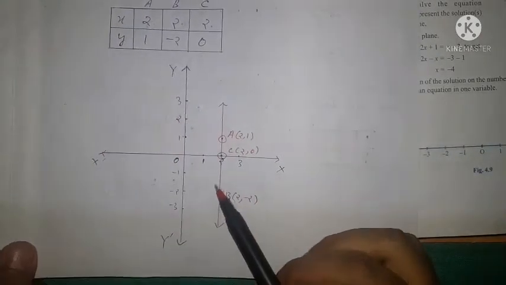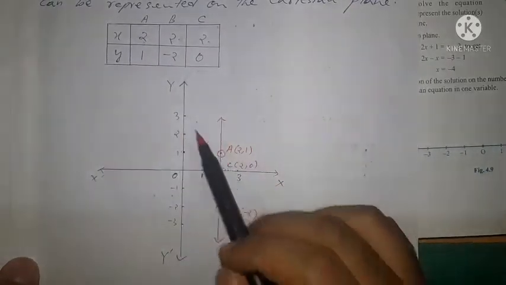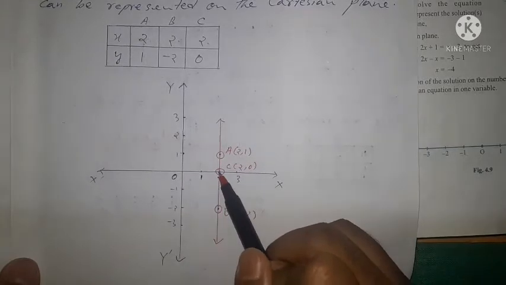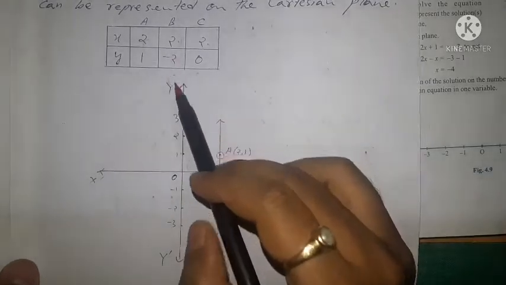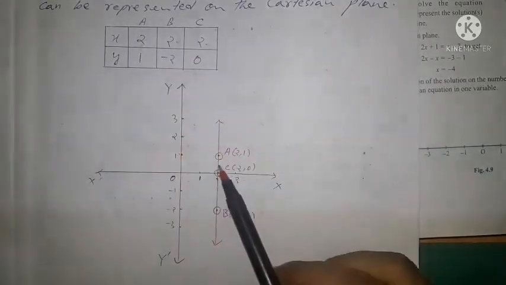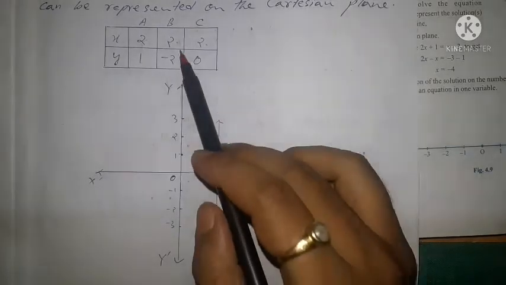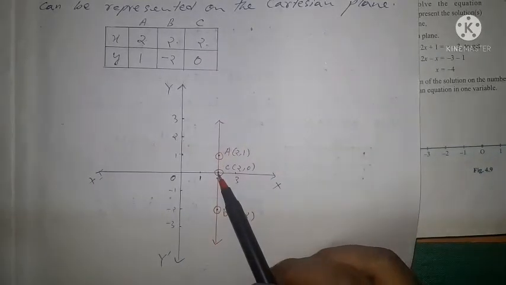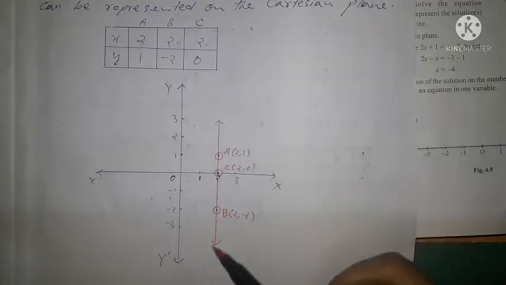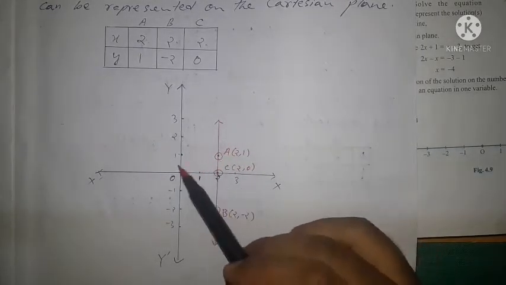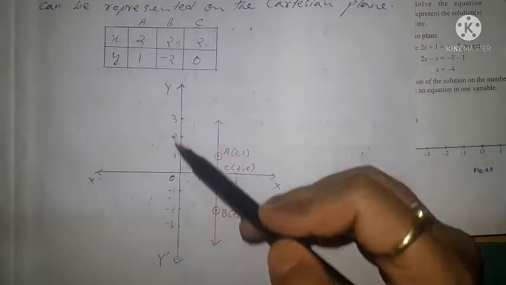Now let us plot these points on a Cartesian plane. The point A is (2, 1): in the x-axis it is a movement of 2, in the y-axis a movement of 1. For B, in the x-axis it is 2, in the y-axis it is minus 2, so this is B. For C, in the x-axis it is 2 and in the y-axis it is 0, there is no movement in the y-axis. So this is the point C. If we join these points, we get a straight line, and as we can see, this straight line is parallel to the y-axis.